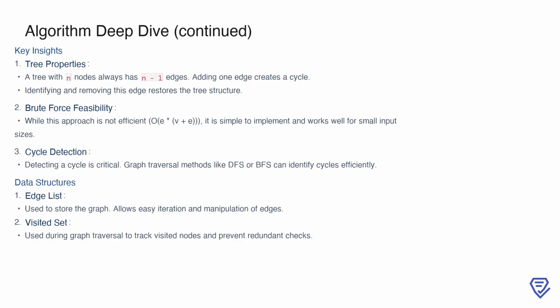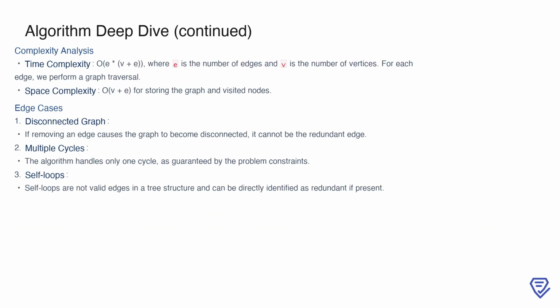Detecting cycles is critical in this approach, and graph traversal techniques like DFS or BFS can efficiently identify cycles. To support the algorithm, we use an edge list to represent the graph, which allows for easy manipulation of edges, and a visited set to track nodes during traversal, ensuring we don't perform redundant checks. The brute force approach has some notable complexity characteristics.